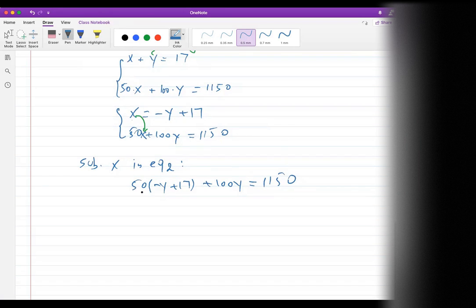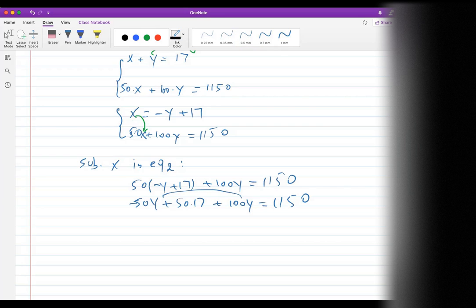And then just solve this equation. So the reason we substitute is to get rid of one of the variables, either x or y. Now that we have one equation, there's just one variable, one unknown here, y and y. So it's easy to solve. So we're going to start with distributing. So negative 50y plus 50 times 17 plus 100y equals 1150. We combine these two.